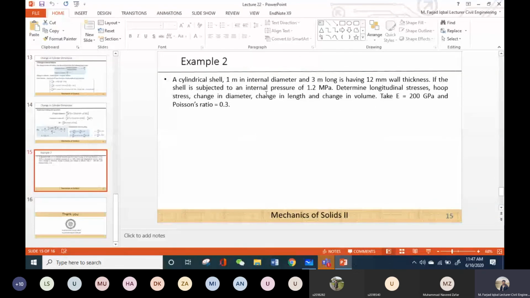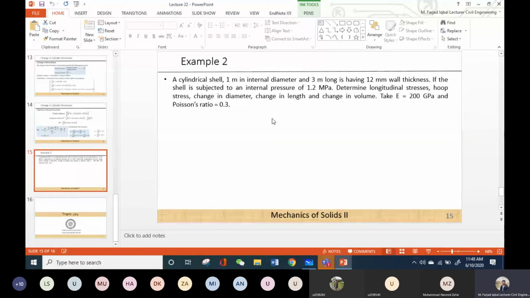There is a cylindrical shell 1 meter in internal diameter and 3 meter long, and it has a wall thickness of 12 millimeter. If the shell is subjected to internal pressure of 1.2 megapascal, we are supposed to determine the longitudinal stresses, hoop stresses, change in diameter, change in length, and change in volume. We have been given the modulus of elasticity as 200 gigapascal and Poisson ratio as 0.3. So let's solve it.